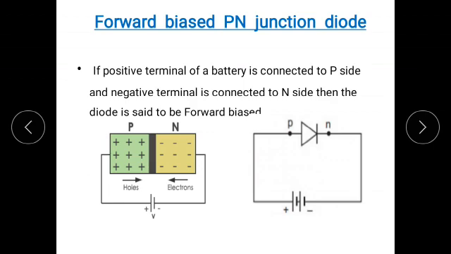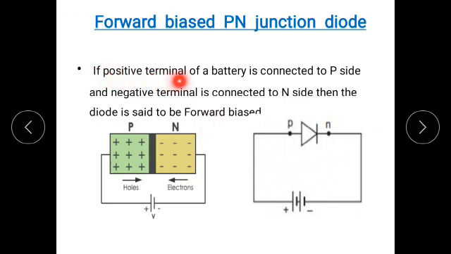And there are two types of p-n junction diode. First is the forward bias p-n junction diode and second is the reverse bias p-n junction diode. Now we study the forward bias p-n junction diode. This is the circuit diagram for the p-n junction diode. This is p-type, where a number of holes are present, and in n-type a number of electrons are present.